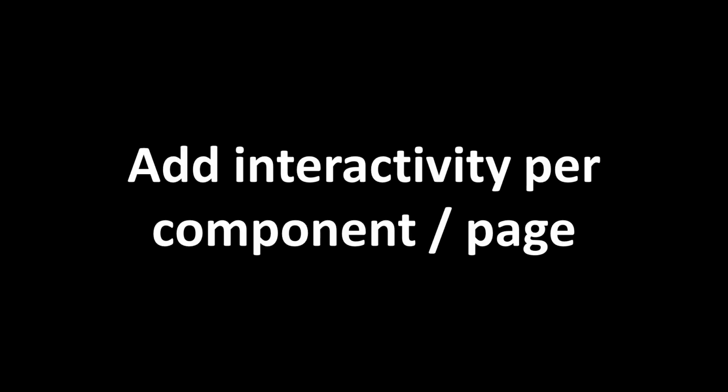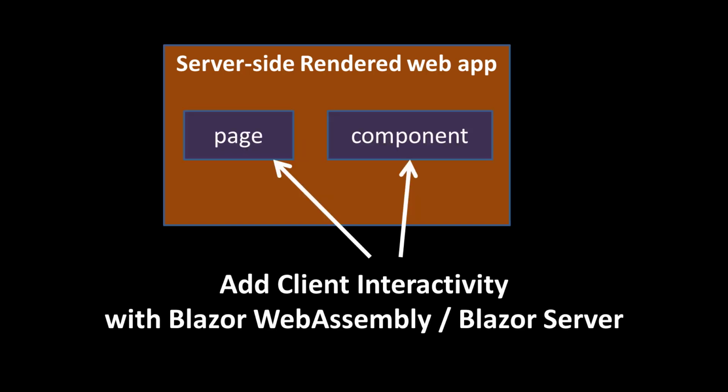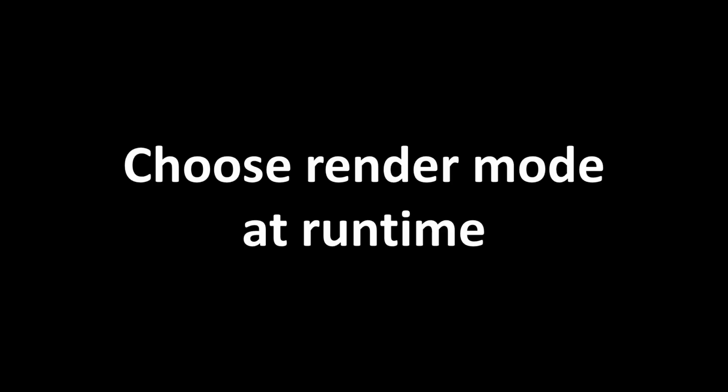The next feature is the ability to add interactivity per component or page. So in .NET 8, we can have a server-rendered web application and add interactivity to a page or component via Blazor WebAssembly or Blazor Server. And this is done by using interactive render modes. So in .NET 8, we'll have a single Blazor web app template and then include server components and WebAssembly components in the app. And in .NET 8, we can choose an interactive render mode at runtime.